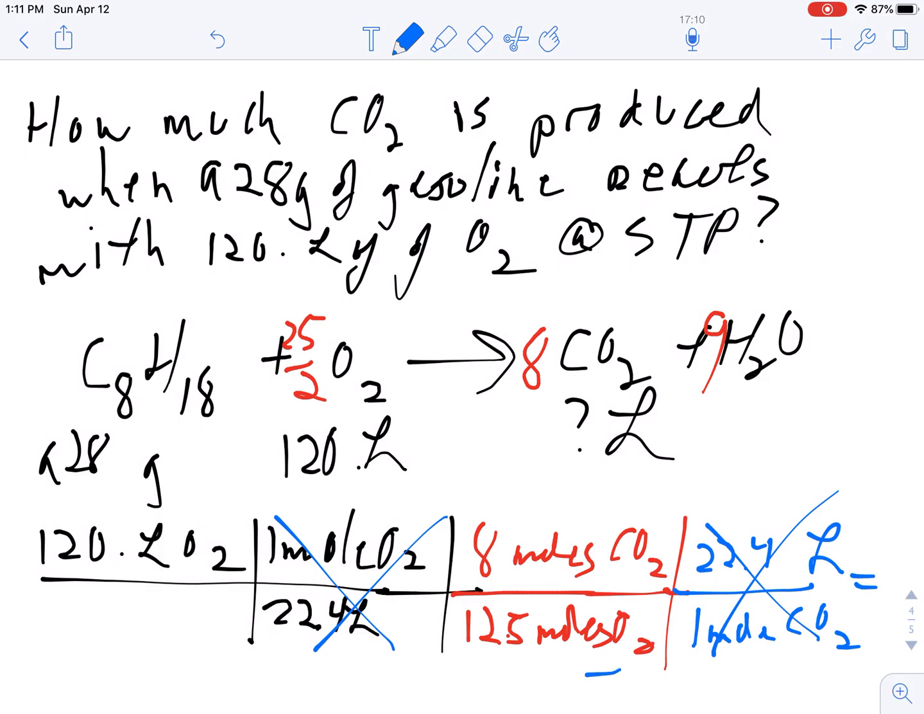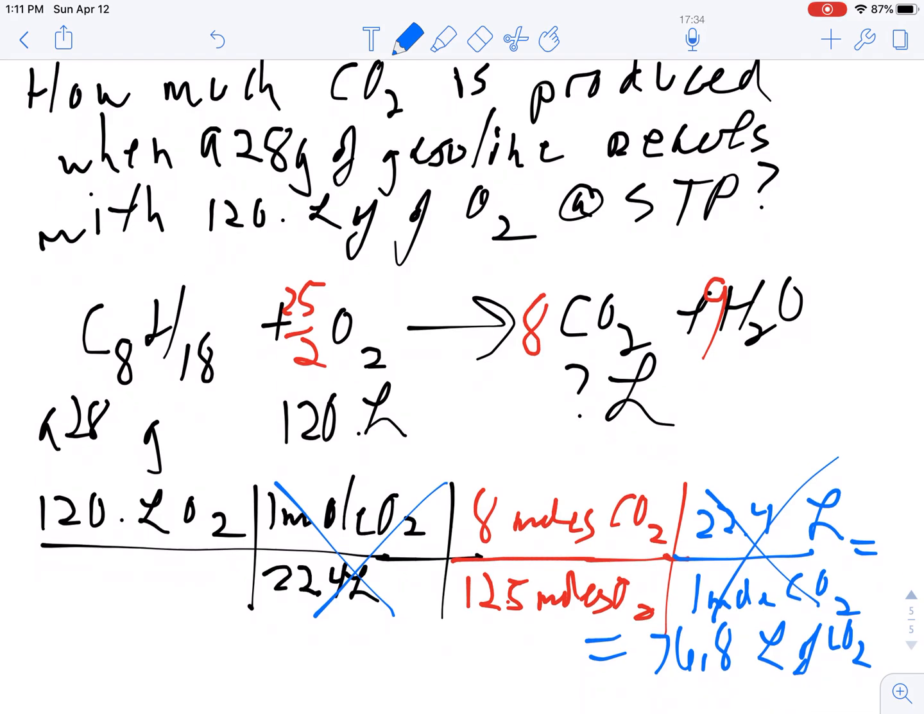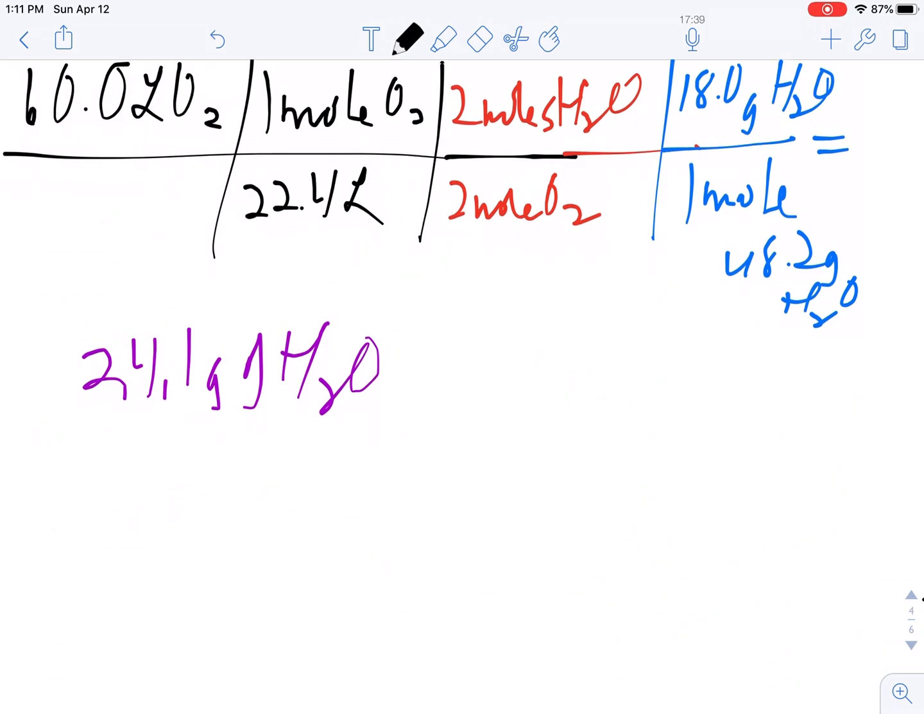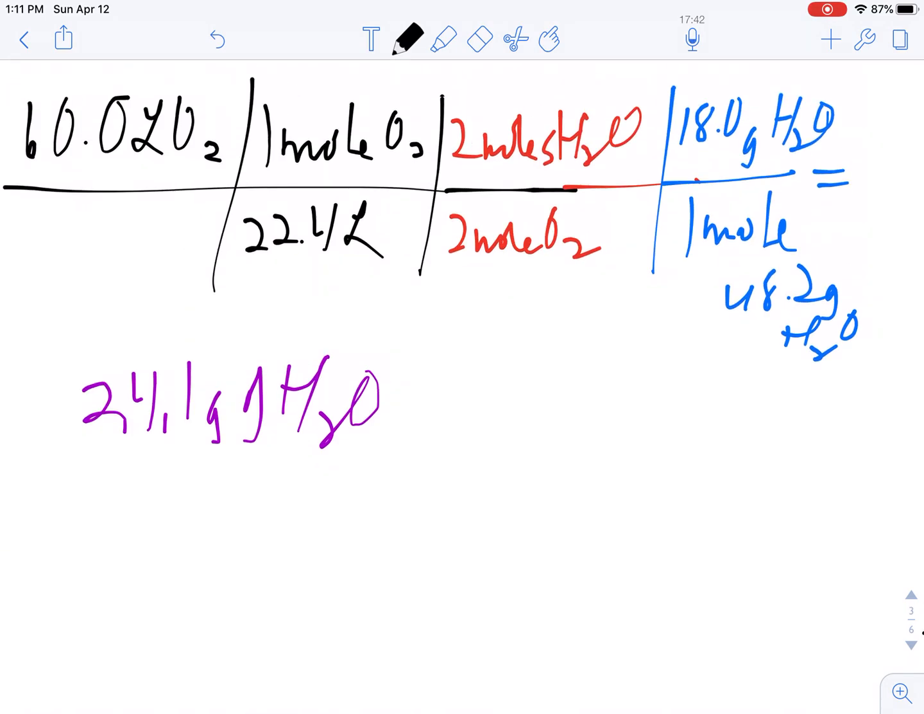So when I put this into my calculator, I get 76.8 liters of CO2. Okay. Now I have to do the problem over again, but this time I'm going to use the gasoline. So how much did I have? 928 grams. 928 grams of gasoline.